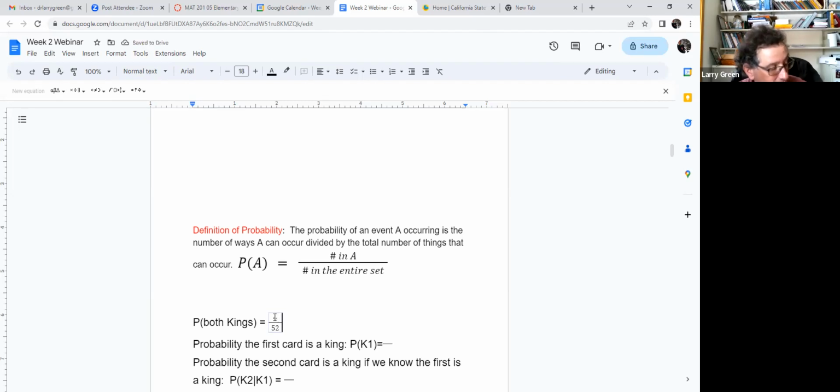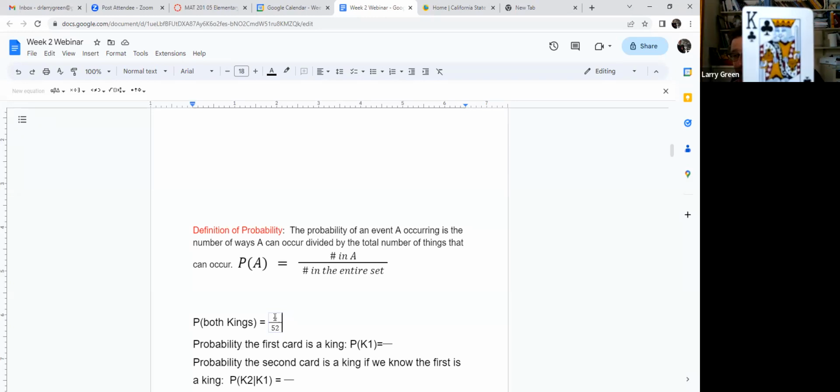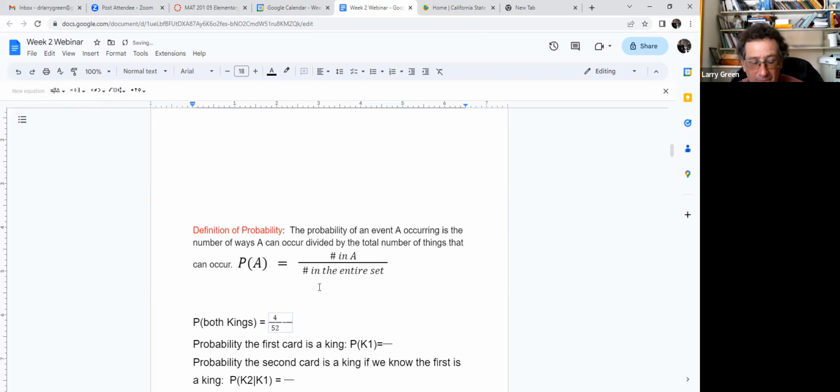But now here's the issue. To get 2 kings, it meant the first card was a king. What must the second card be to get 2 kings? Yeah, it must be a king. And if it was this king, I already know that this one can't be this card again. You can't get the same card twice if you pick 2 cards. So there are only 3 kings left. So I'm going to put a 3, and there's only 51 cards left. Any questions on that?